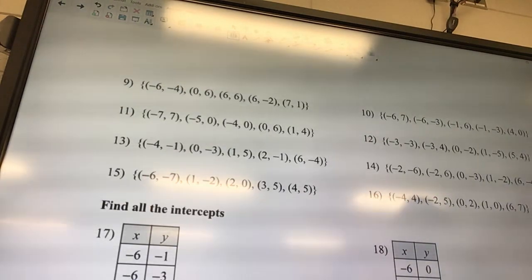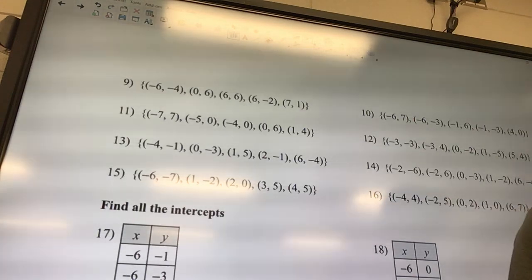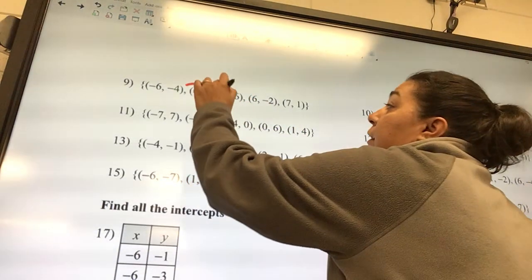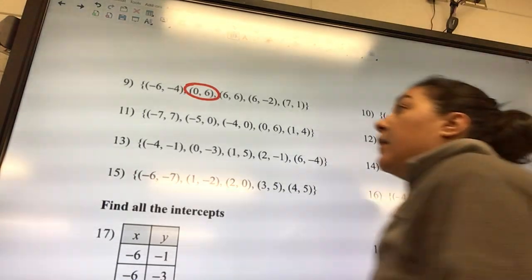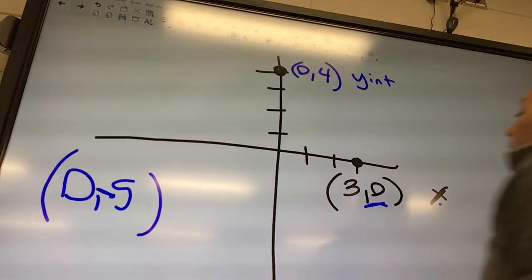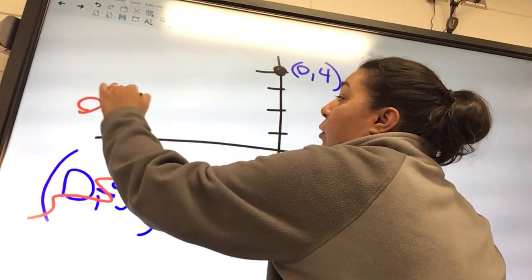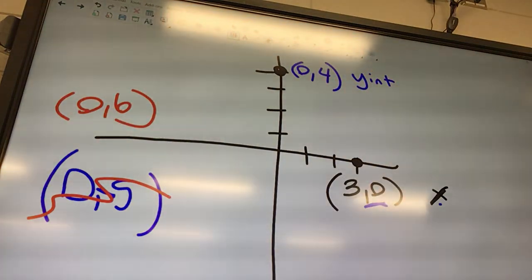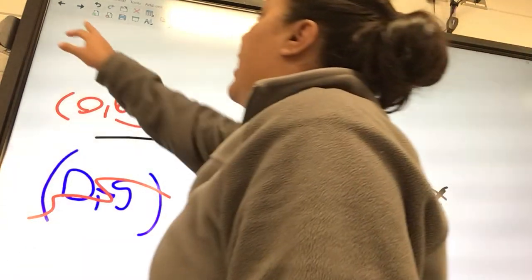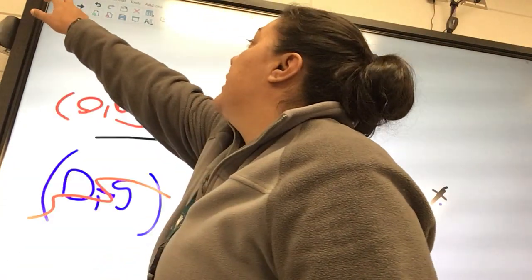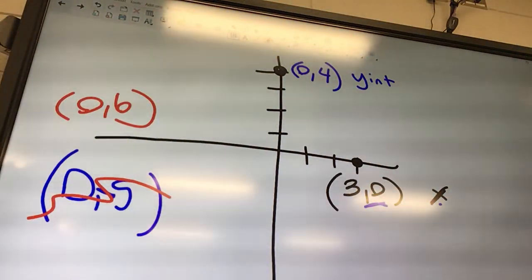Okay, and again, these are all the same, so if we look at 9, do any of the coordinates have a 0? Yes, this one right here. Is this an x or a y-intercept? I think x. Okay, what is the coordinate? 0, 6. So which one is filled in? Is it an x or a y? It's a y. Okay, so it's gonna be y equals what? 6. Okay. 9 is y equals 6.